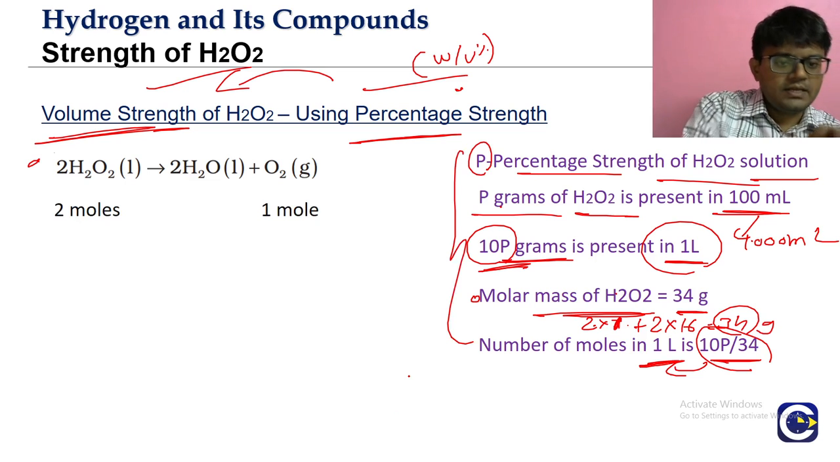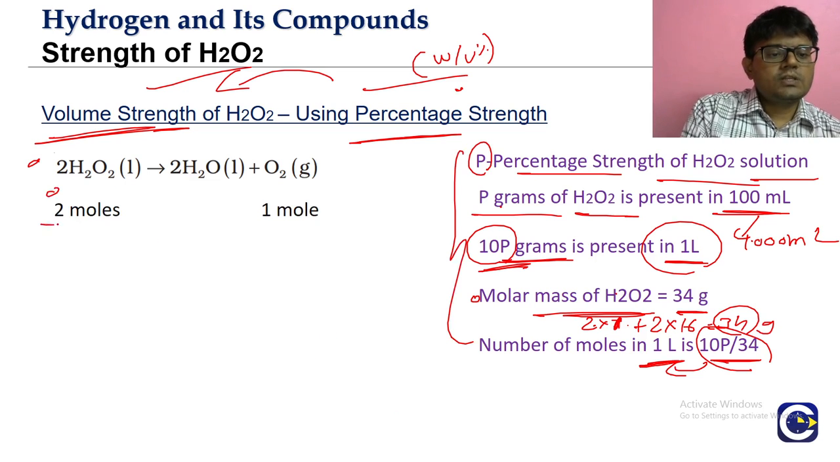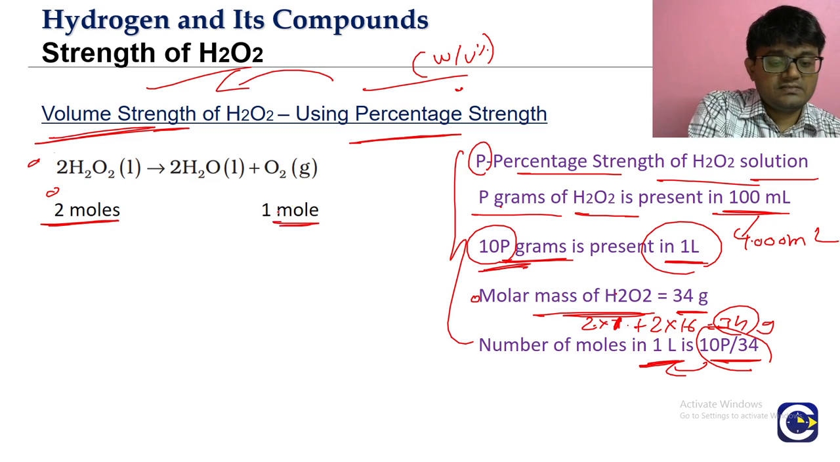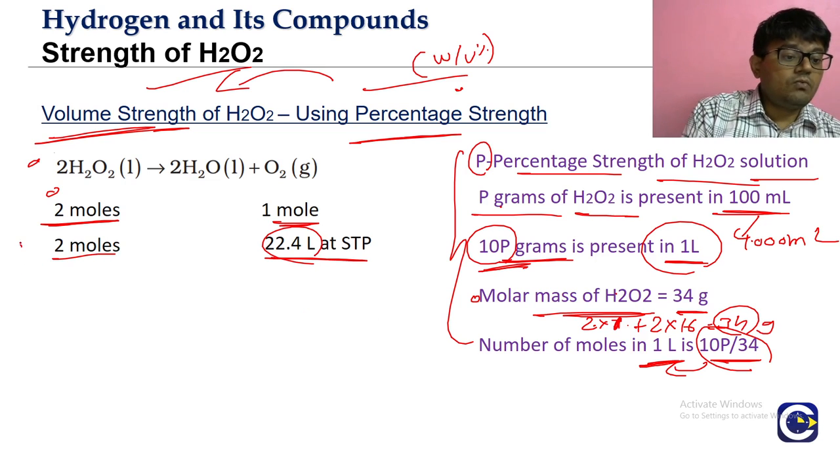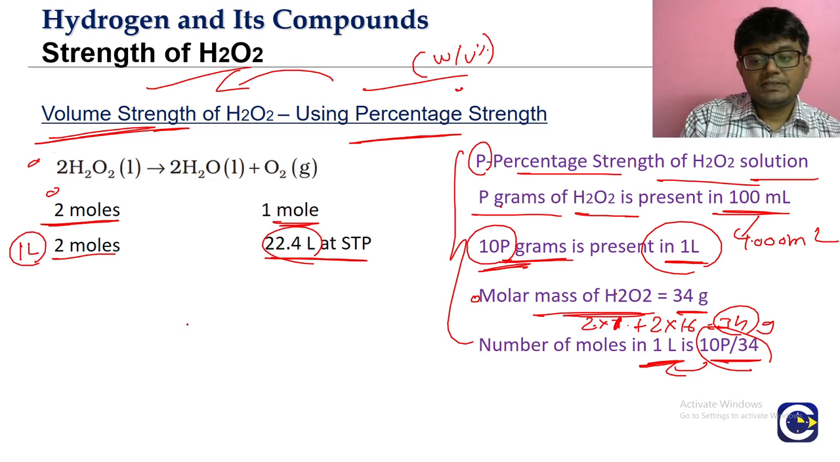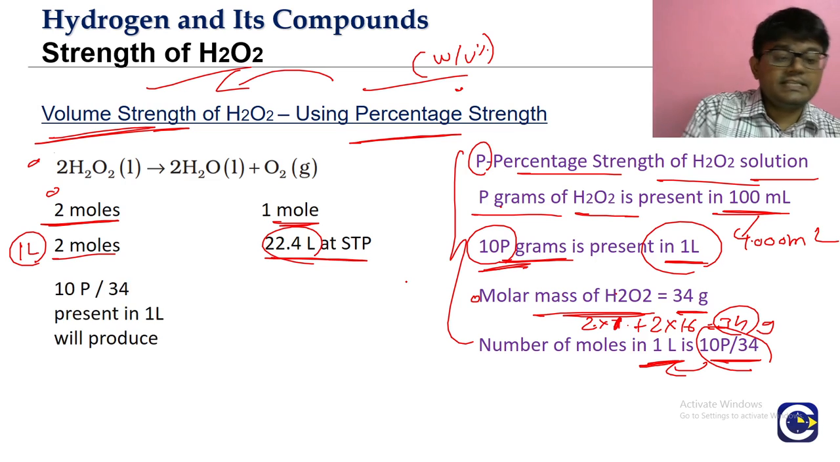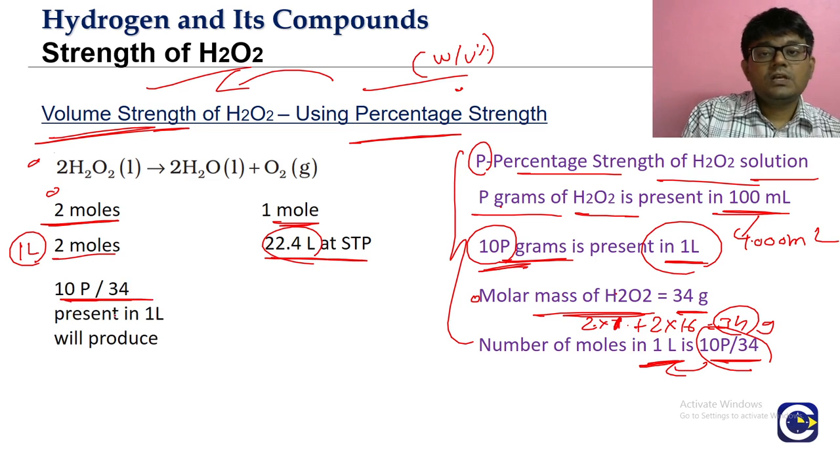Now let us come back to our main point. 2 moles of H2O2 on decomposition gives 1 mole of O2. This is what we have seen in the previous part. 1 mole of O2 at STP means 22.4 liters, because we are looking at the volume of oxygen gas produced at STP, correct? Now here, if you take 1 liter of H2O2 solution, what is the number of moles present in 1 liter of the solution? 10 into P divided by 34, correct?